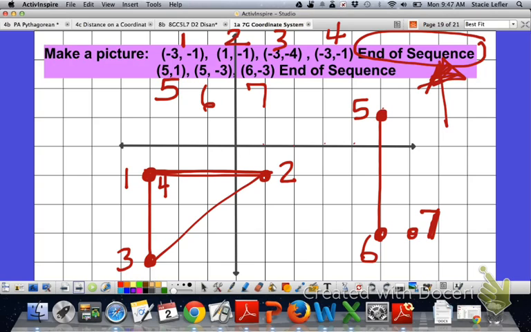To finish this one, I'm connecting 5 to 6 and 6 to 7, and I can connect them as I put them on the paper, and then it says end of sequence, so we're finished.